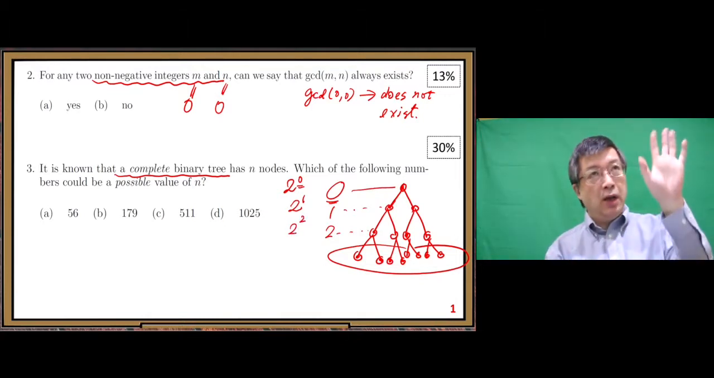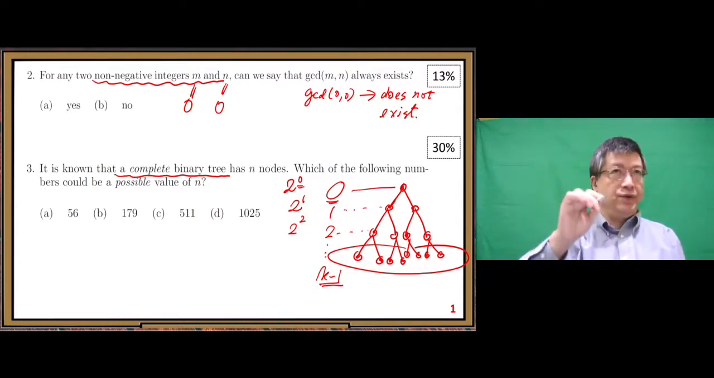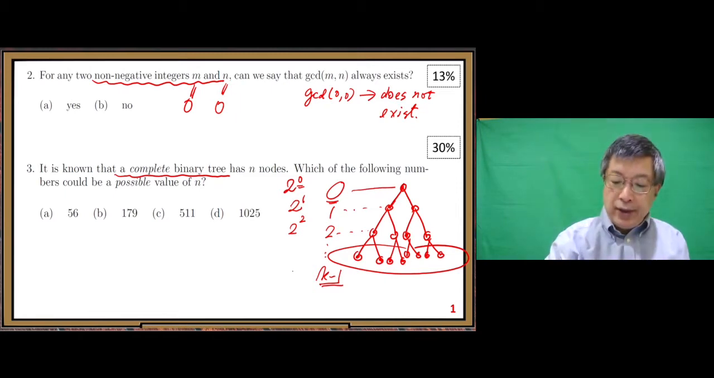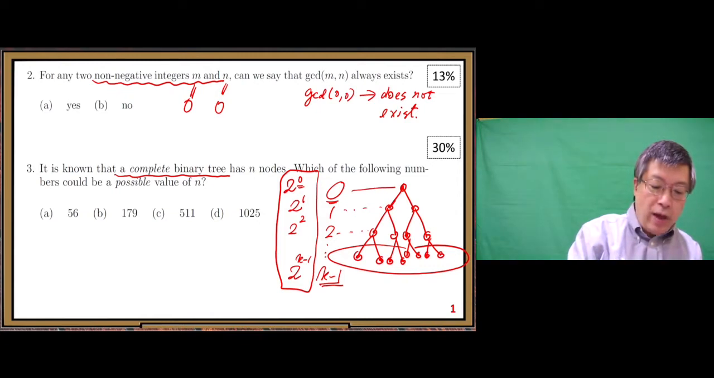All right, now let's look at the lowest level. If we use k minus 1, how about that? K minus 1 is total k levels because we count from 0. So the number of nodes at that level is 2 to the k minus 1.